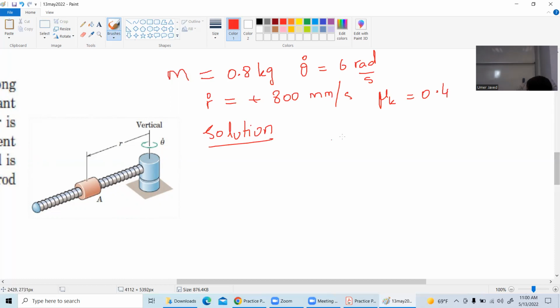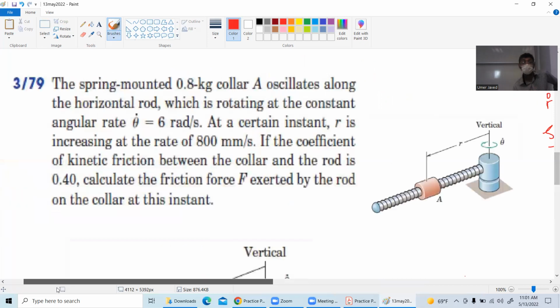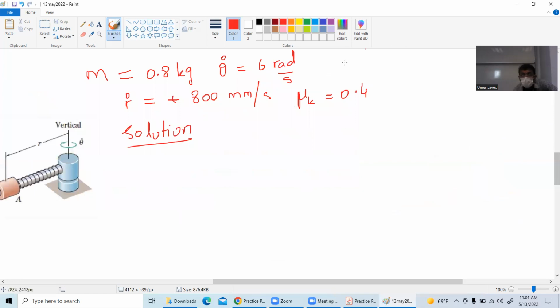Also, we have acceleration. We say 6 radian per second is constant. Constant, which is rotating. So theta double dot is 0. Okay, good. Theta double dot is 0.